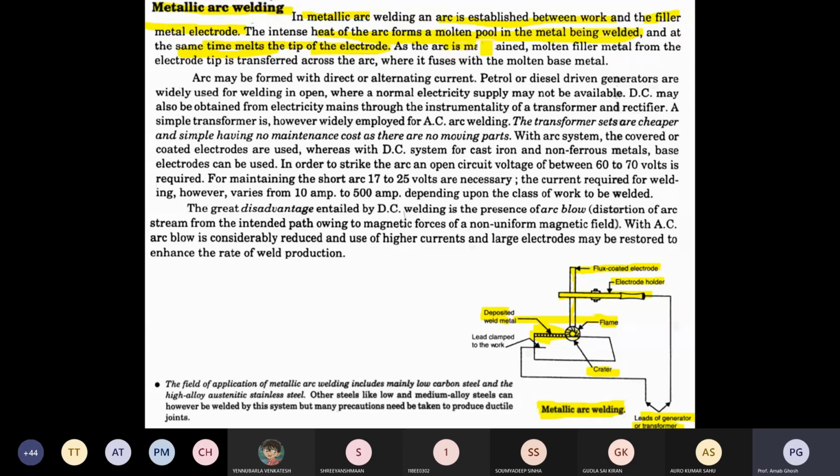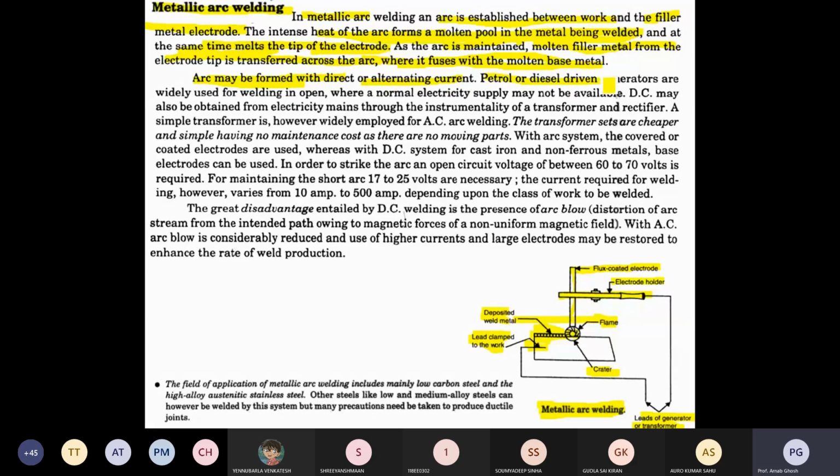Okay, as the arc is maintained, the molten filler material from the electrode tip is transferred across the arc, where it fuses with the molten base metal. Okay, so there are chances of fusing with the molten base metal. Here you know that the lead is clamped to the work. The arc may be formed with direct and alternating current.